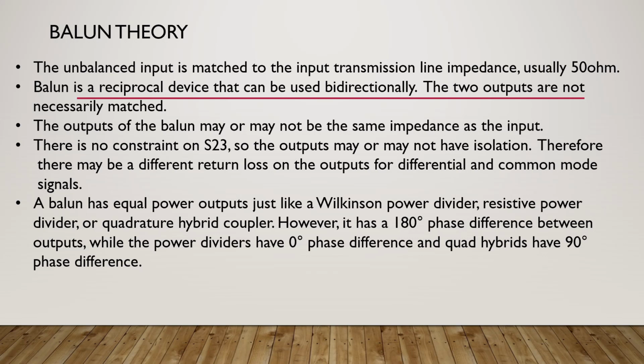A balun has equal power outputs just like a Wilkinson power divider, resistive power divider or quadrature hybrid coupler. However, it has a 180-degree phase difference between the outputs, while the power divider has 0-degree phase difference and the quad hybrid has 90-degree phase difference.